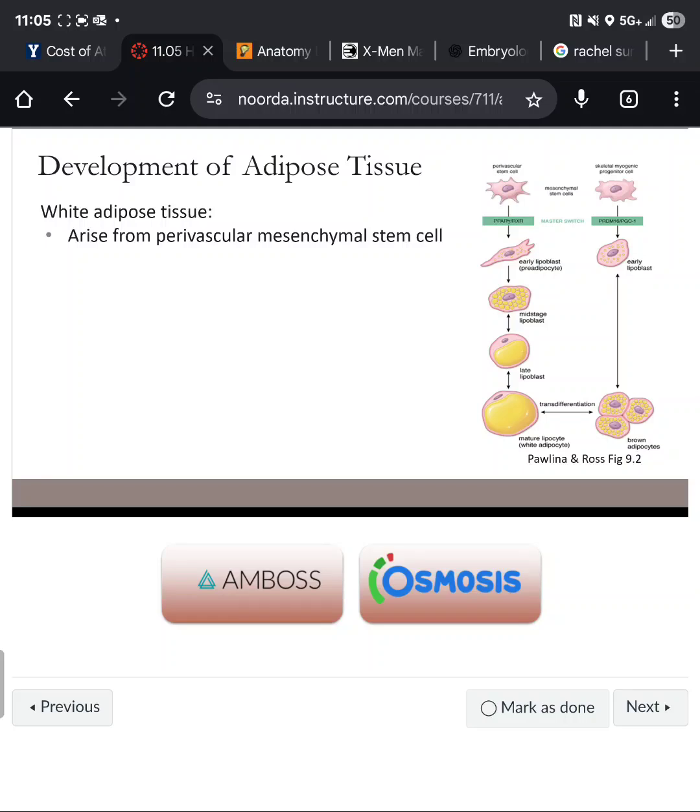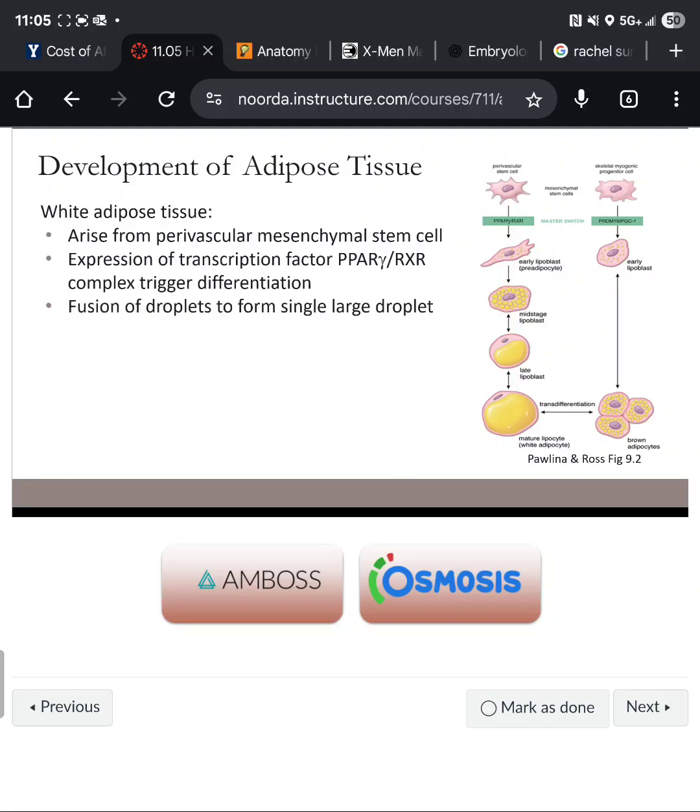Let's discuss a little bit about the development of adipose tissue. White adipose tissue arises from the perivascular mesenchymal stem cells. There is a transcription factor, PPAR gamma, a peroxisome proliferator activated receptor gamma transcription factor that's complexed with retinoid X receptor. This triggers differentiation of the fats from an early lipoblast. Ultimately, over time, you will have fusion of droplets to form a single large droplet, which is the mature lipocyte.